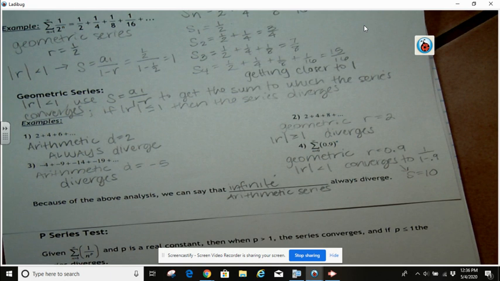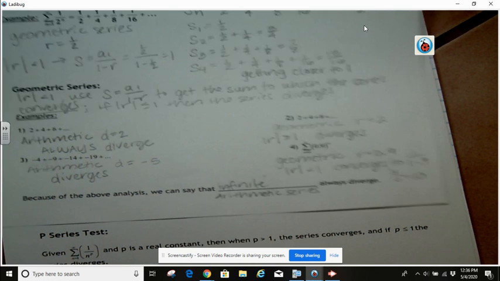Okay, but that's the first thing you want to do. Okay, check to see if it's arithmetic or geometric. If it's arithmetic, say it diverges. If it's geometric, apply your test for the common ratio and either say it diverges or it converges, and then you have to use the formula to find the sum.